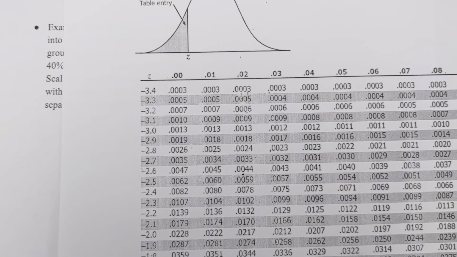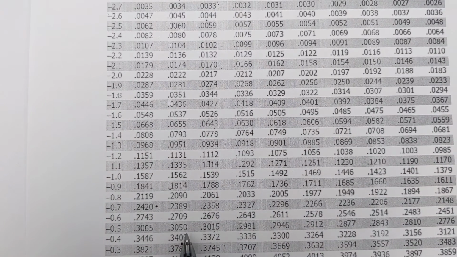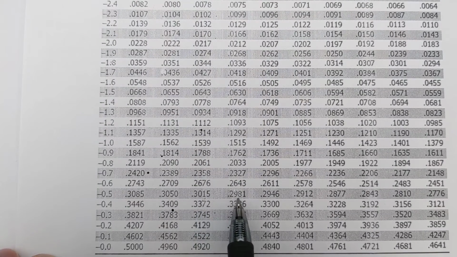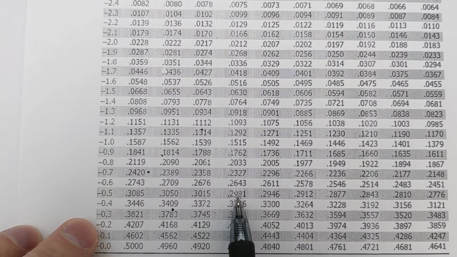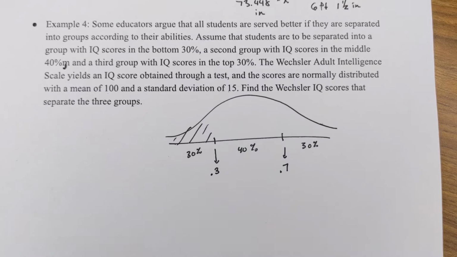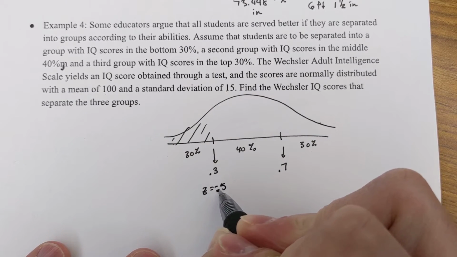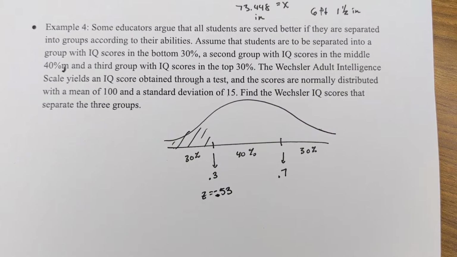So 0.3, let's see here, 0.3, so that one's over by 15, that one's under by 19, so we'll use that one. So that's negative 0.53. So this is a z-score of negative 0.53. And for 0.7, that's more than 50%.